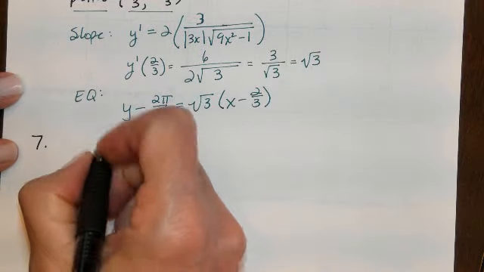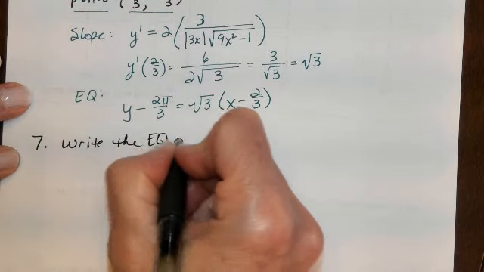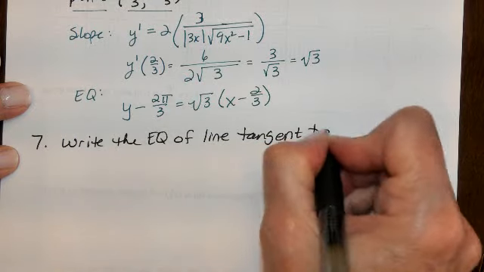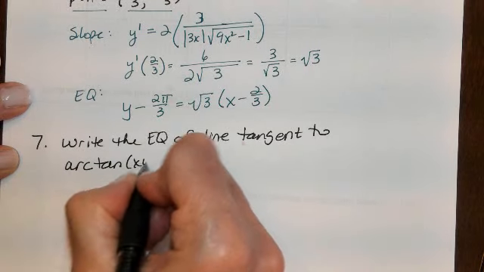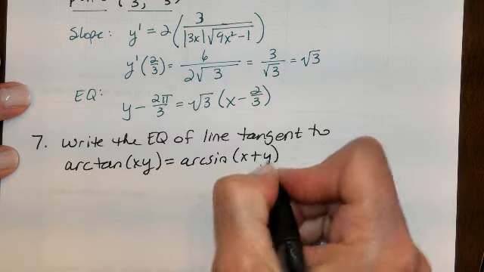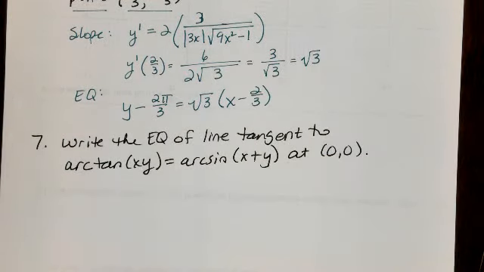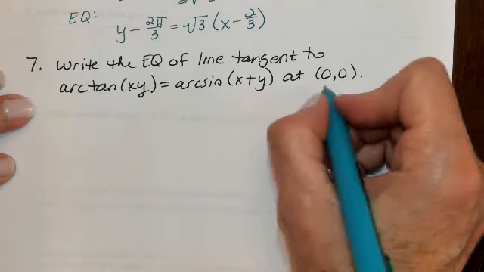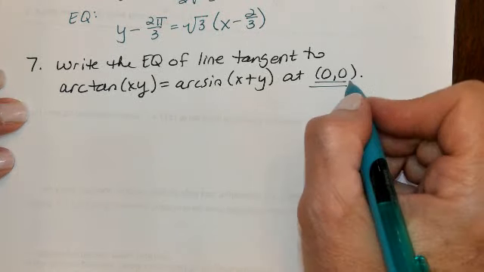Example 7, last example. Write the equation of the line tangent to this curve: arctan of xy is equal to arc sine of x plus y at the point 0, 0. Okay. Well, first up we need a point. Well, we're given the point. And it's a convenient point, it looks like. So that's awfully nice.